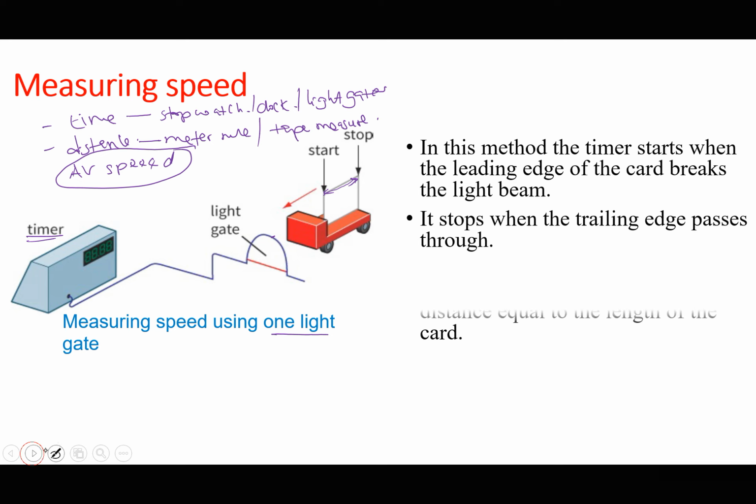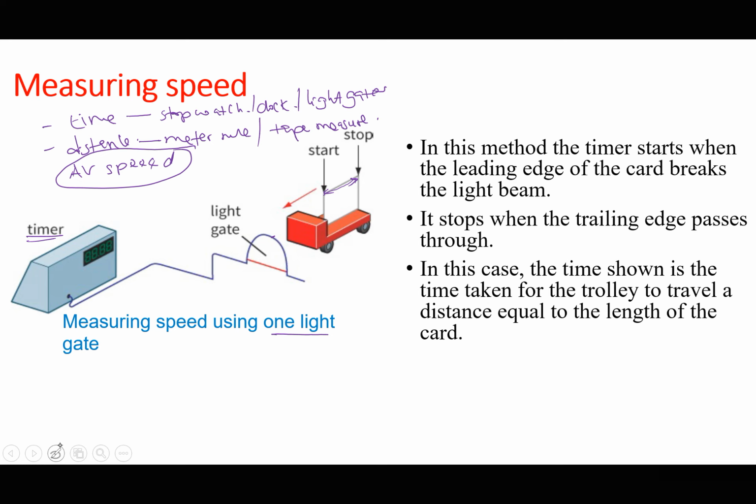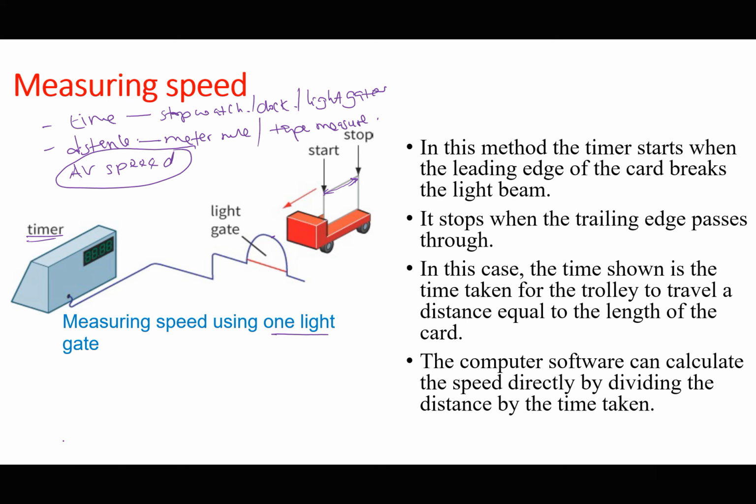So in this case, the time shown is the time taken for the trolley to travel a distance equal to the length of the card which I have attached to the trolley. The computer software can now calculate the speed directly by dividing the distance by the time. If I know the length of the card, which is the distance, and I look at the timer to know the time, then the average speed is the distance divided by the time.